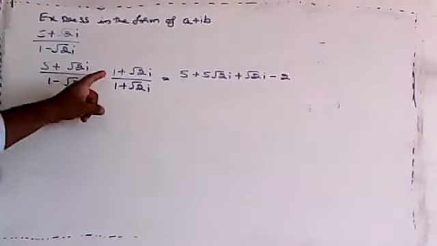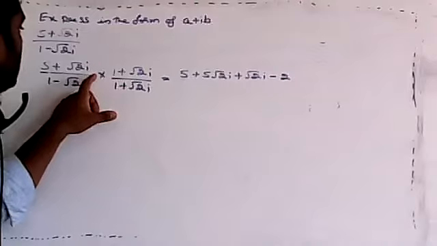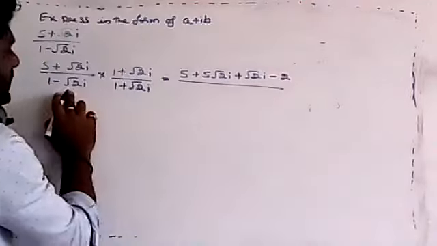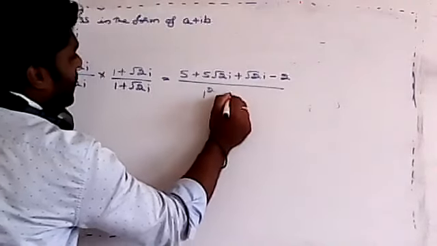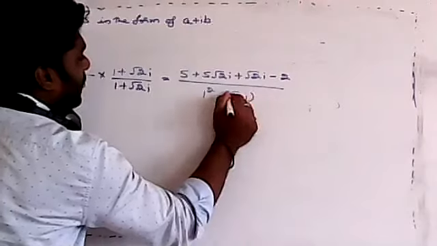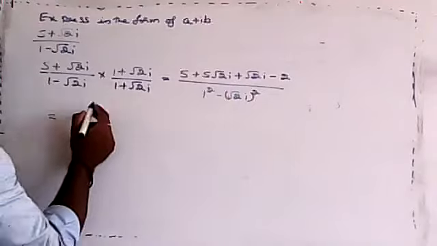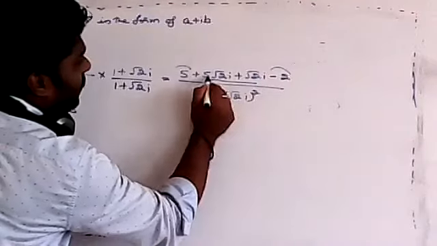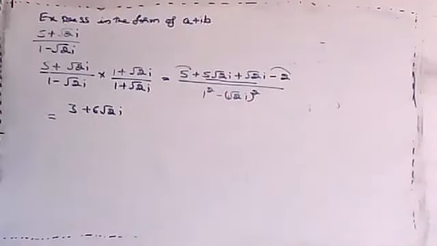Just check here. 5 into 1 is 5. 5 into root 2I. Then root 2I. And here I into I square is nothing but minus 1. Root 2 into root 2 is 2. Divided by, this one is what? A plus b into a minus b, no? a square minus b square, no? So root 2I the whole square is equal to, what do we get here? 5 minus 2 is what? 3. And when I come to this one, 5 plus 1 is what? 6 root 2I. Correct?